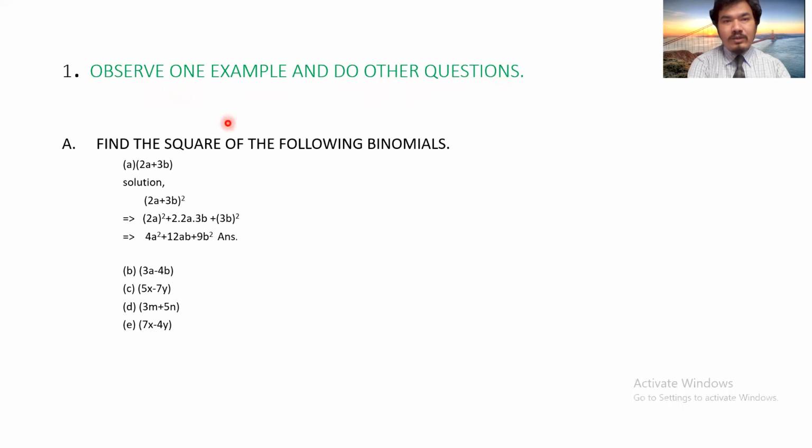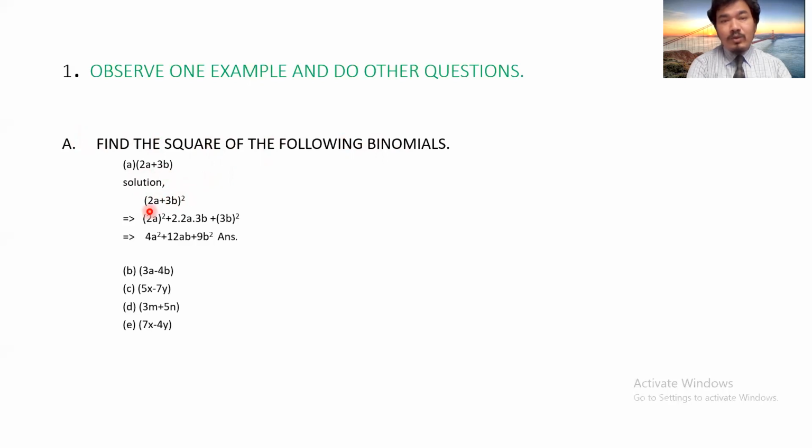Look at the first question. Question number 1: find the square of the following binomials. Here the given binomial is (a): 2a plus 3b. Because there are two terms, this is a binomial. We have to write the solution: (2a plus 3b) whole square, because the question is to find the square. So put this binomial in brackets and write the square also.